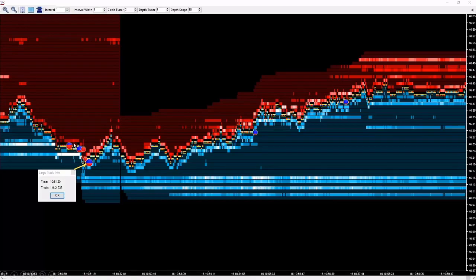The kind of volume that we washed through, we got some absorption here, some absorption here, some absorption here, some absorption here, and then we washed out through all of those prices, okay? So that makes that area significant.